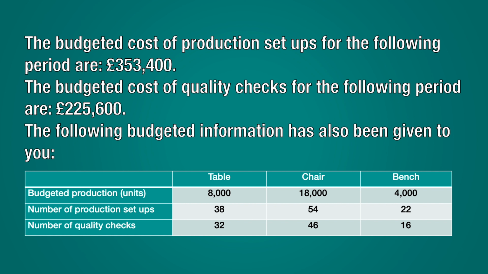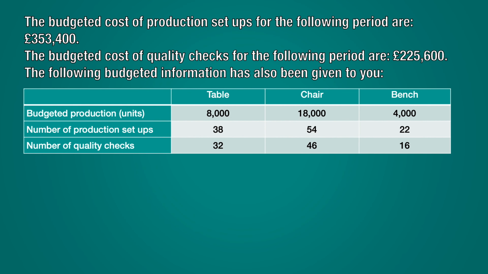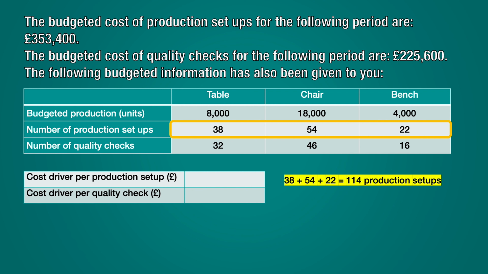So you can see here we have 2 cost drivers: production setups and quality checks. The first step is to calculate the cost drivers for production setups and quality checks. To calculate the cost driver per setup, we first need to determine the number of production setups there are. To do this, we add the product setups from table, chair, and bench, which would be 38 plus 54 plus 22, to give you a total number of production setups of 114.